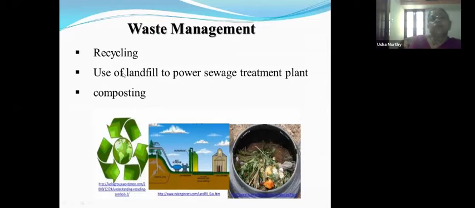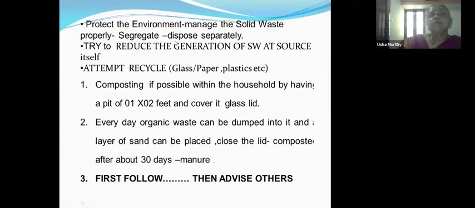Recycling can also be done. Use of landfill gas to power steam plants can also be attempted. Whatever the waste is, it can also be done. And then another aspect is you can go for composting, so that the manure attained from this can be used for growing crops and as fertilizer. I can say, if this is managed properly, we protect the environment by managing the solid waste properly.